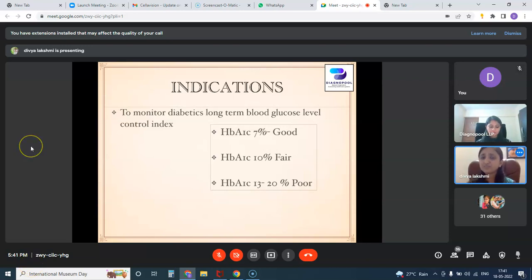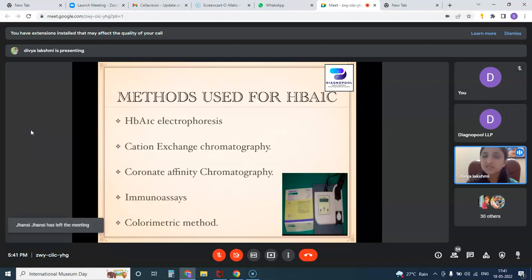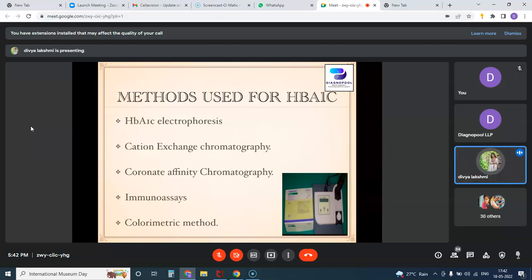Second thing is, there are different methods of HbA1c, like HbA1c electrophoresis, HPLC method, immunoassay method, colorimetric method. But actually, most of the methods are not standardized. It should be standardized and it should be certified. Whatever HbA1c machine you are using, it should be standardized by the glycohemoglobin control, and it should be certified. You should have a certificate that it is standardized. Only those HbA1c values are appropriate, especially when you are telling this particular patient is having diabetes.